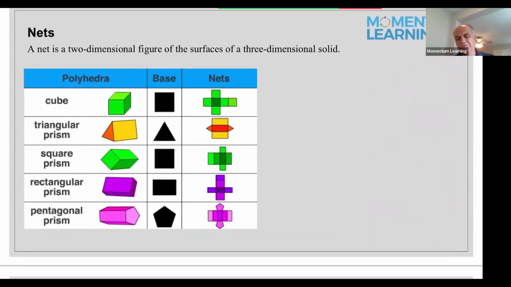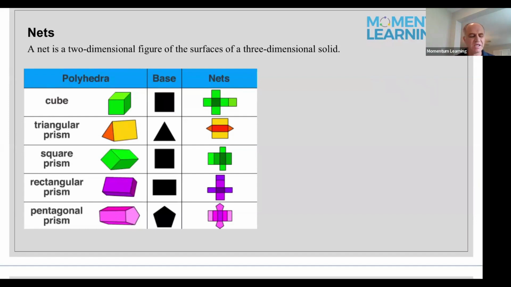Okay, here also we normally talk about nets. This is like a game. Okay, here, for example, this is two-dimensional. When we open a cube, there will be a two-dimensional figure. Normally, what is a cube, what is a triangular prism, or this rectangular prism, pentagonal prism, they are all three-dimensional.